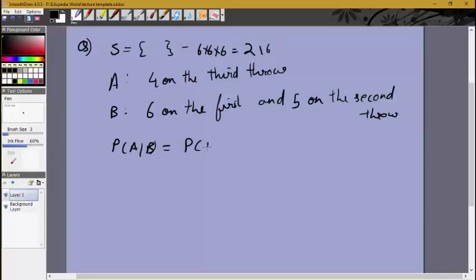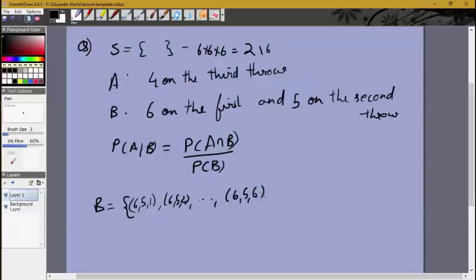Well, what will this be? P of A intersection B divided by P of B. So let's look at what each of these are. What is P of B? B, the set, will be the elements such that 6 is on the first and 5 is on the second throw. So the only indeterminate one is the third one, right? So we could have 6, 5, 1, 6, 5, 2 and so on till 6, 5, 6. So this has a total of 6 elements.